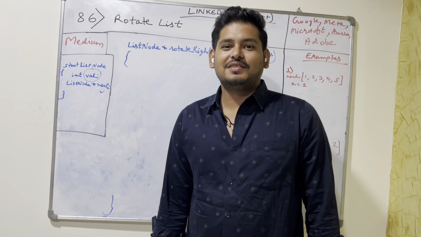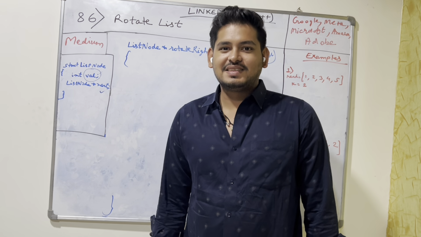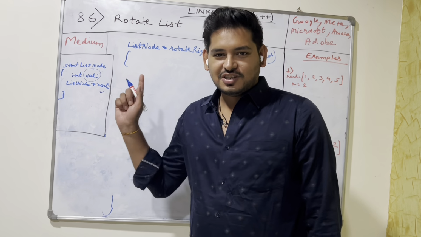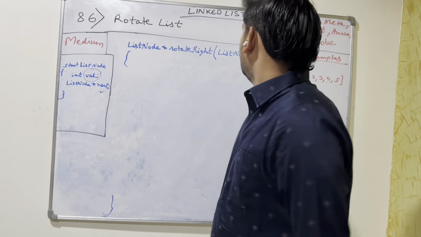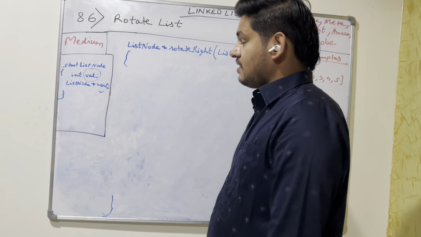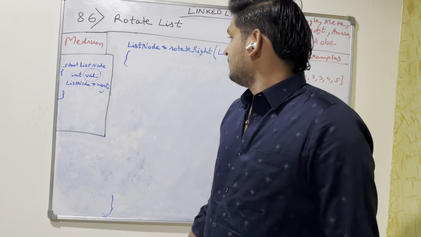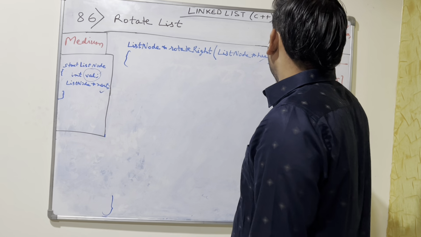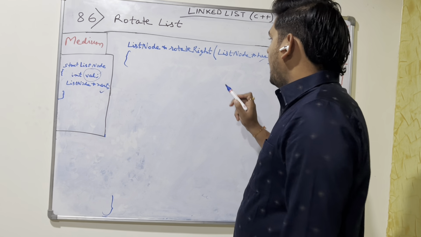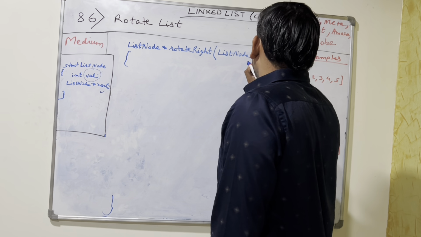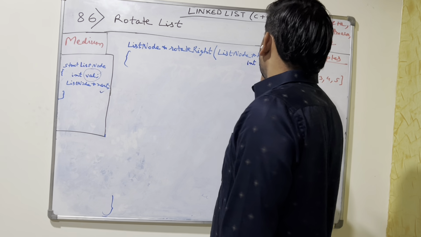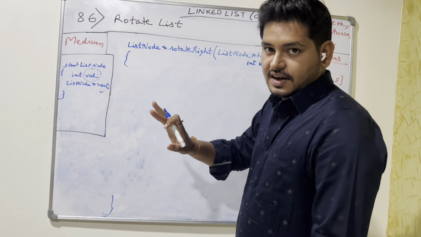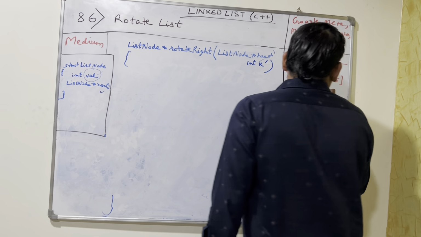Today we are going to solve the 86th question of the problem solving series and the 11th question of the topic linked list. The difficulty level for this question is medium and it has been asked in Google, Meta, Microsoft, Amazon, Adobe and many other companies. Rotate list. We are given the head of a linked list and the number of times we need to rotate the list, from the right side.